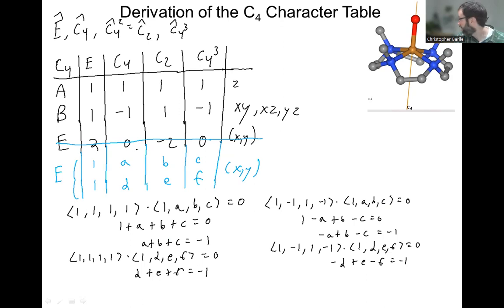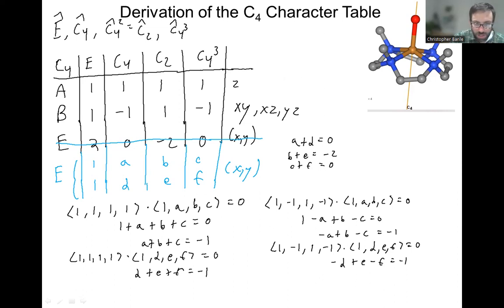This is why I kept it. So A plus D is equal to 0. Similarly, B plus E is going to equal -2. And C plus F is going to be equal to 0. So we have all those relationships now, and so we can start just solving the system of equations.